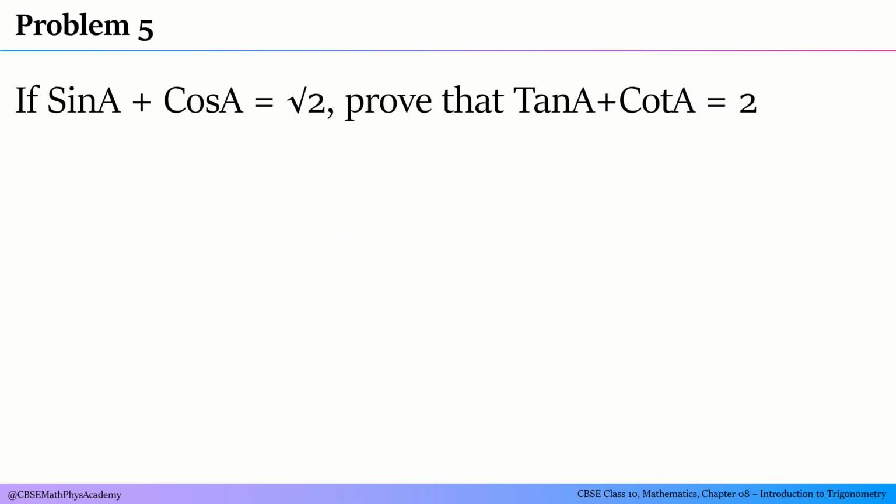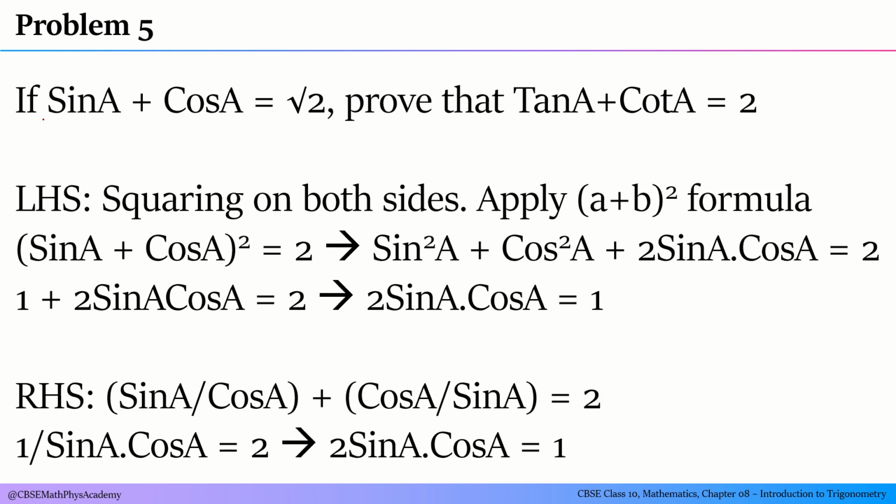Problem 5. Sin a plus cos a is equal to root 2 and you have to prove tan a plus cot a is equal to 2. See, with sin plus cos as such you cannot do anything, but if you square it you can bring in trigonometric identity 1. So that is what we are going to do now. On the left hand side I am going to square both sides by applying the a plus b whole square formula: sin square a plus cos square a plus 2 into sin a into cos a.